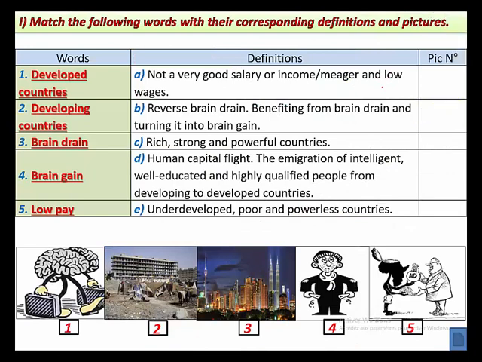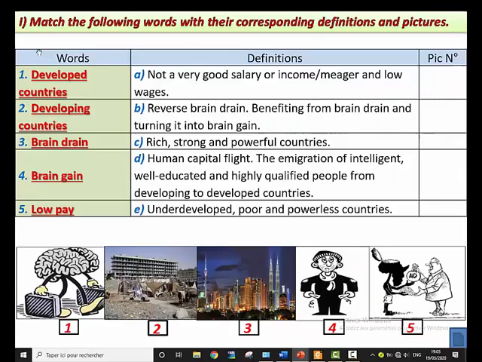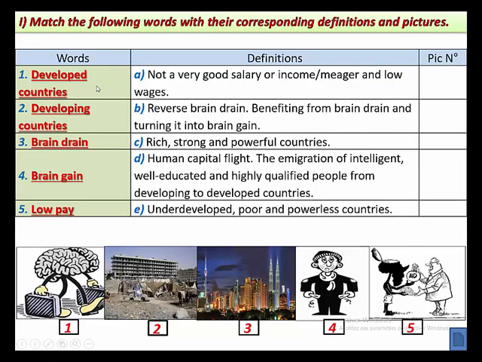Now, I'll give you a very simple exercise. You have it on the worksheet I gave you, this one here. So exercise number 1. I'll give you like 3 or 4 minutes to do it. What you're going to do, we have the words here and the definitions. You are going to match one with A or B or C or D, and then you put the number of the picture. Right?